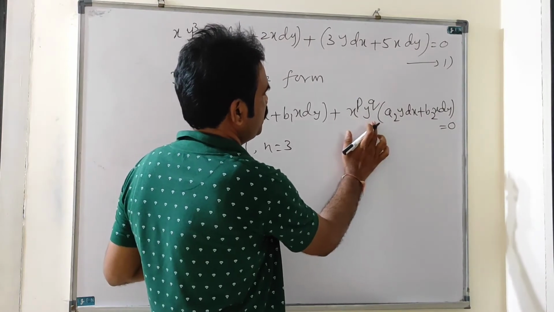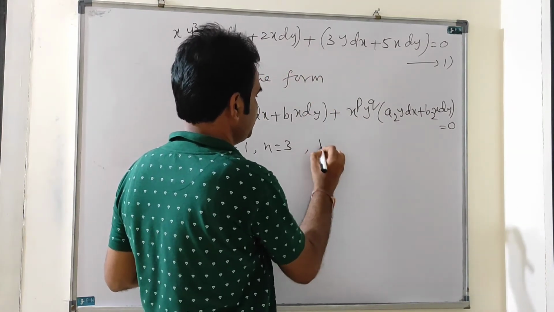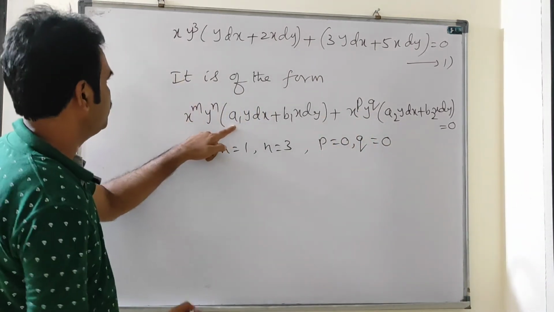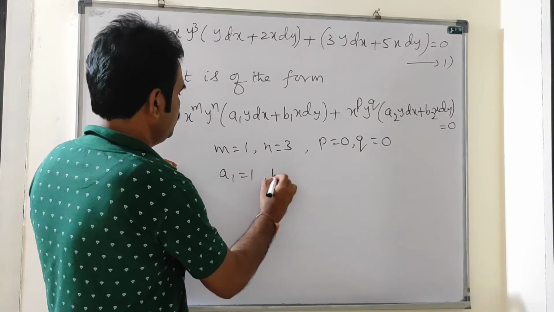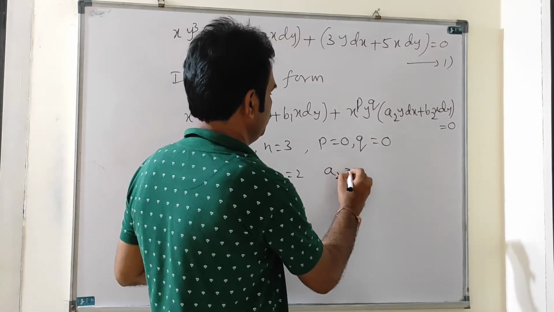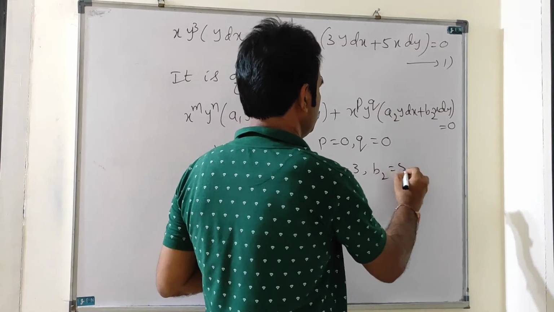There is no term x^p y^q, that means p is 0, q is 0. Here a1 is 1 and b1 is 2. a2 is 3 and b2 is 5.